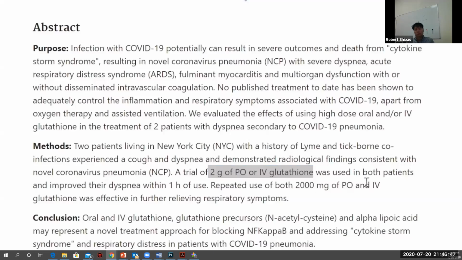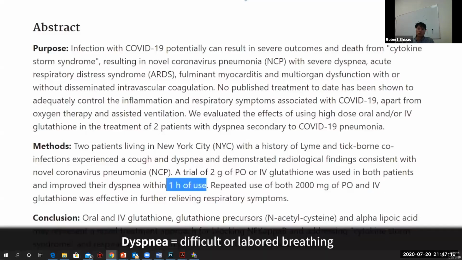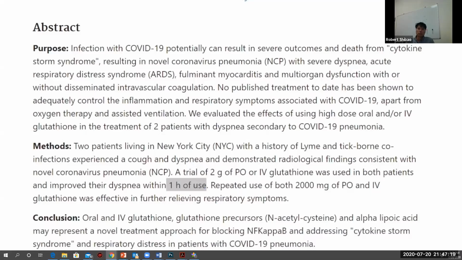The patients were also given this intravenously. What happened? Oral and IV glutathione precursors like N-acetylcysteine, like we just talked about, and alpha-lipoic acid may represent a novel treatment approach for blocking NF-kappa B and addressing cytokine storm syndrome and respiratory distress in patients with COVID-19. The reason they say that is because in both patients, their dyspnea improved within 1 hour of use. While this is a far stretch from proving anything, it does make it very interesting to think about whether or not patients would improve if they were given both N-acetylcysteine and IV glutathione.